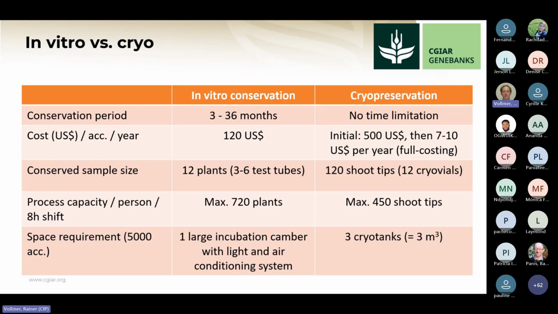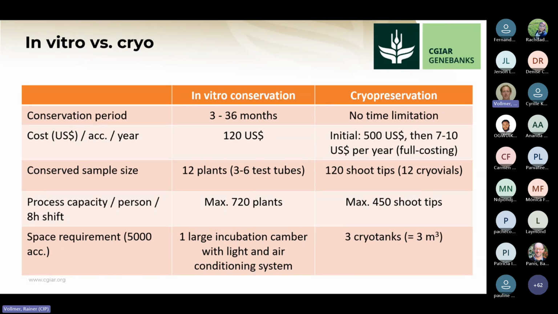The process capacity per person in an 8-hour shift for in vitro is 720 plants, more or less, if you work with different genotypes. For cryopreservation, it's of course less, but still very high in the case of potato: 450 shoot tips. But again, as Bart also mentions, this varies between crops, as it's a different thing to excise a potato shoot tip than, for example, a banana meristem. It's much more complex to excise and takes much more time.